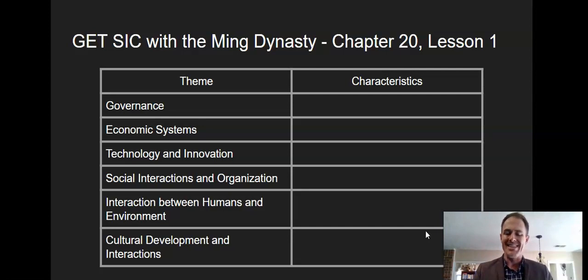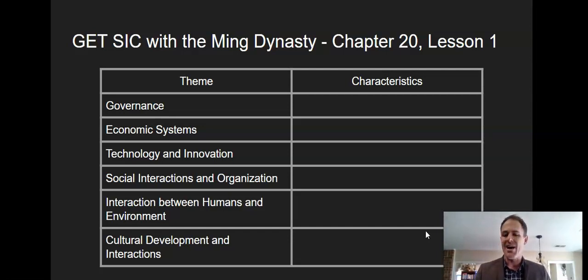So you're going to sort the characteristics of the Ming Dynasty into these themes. Governance, remember that has to do with the laws and the rulers. Economic systems, the goods and services that are being bought and sold, traded in a place. Technology and innovation, what are the tools, what are the new ways of doing things that are happening in the culture.